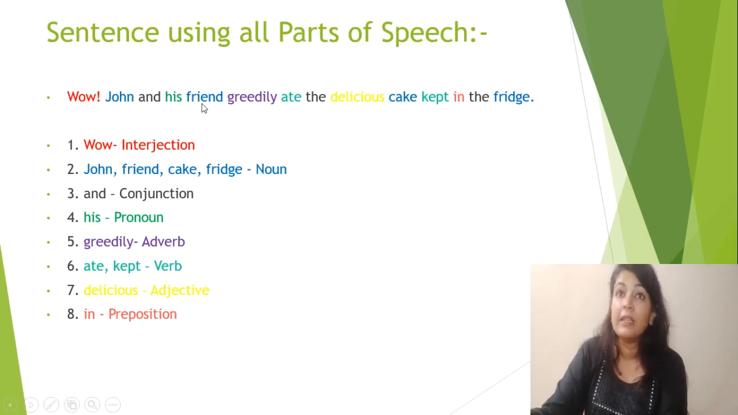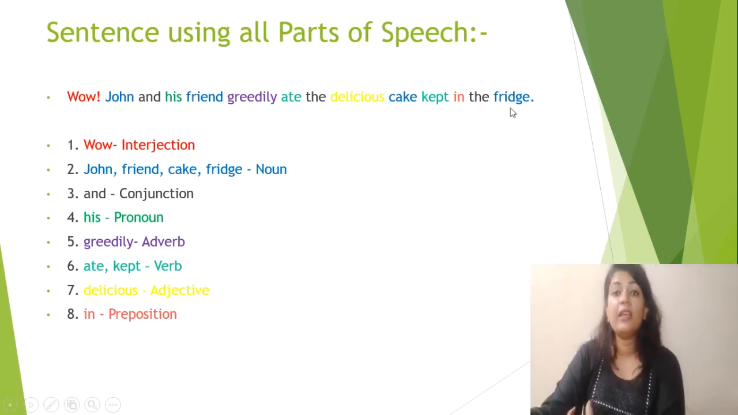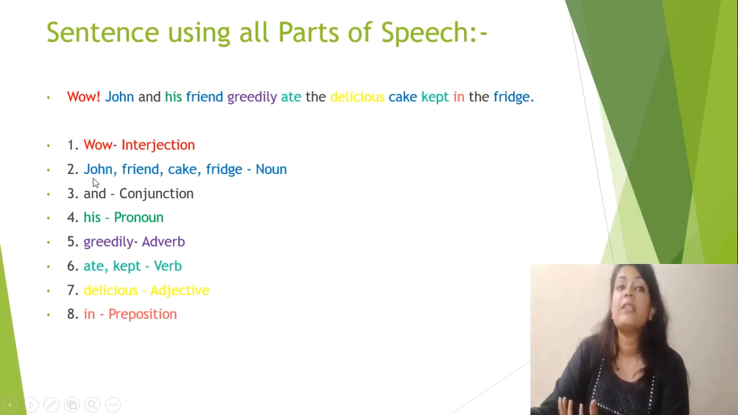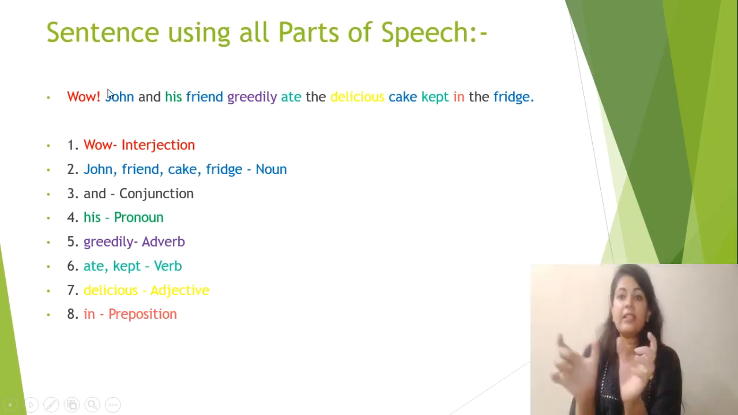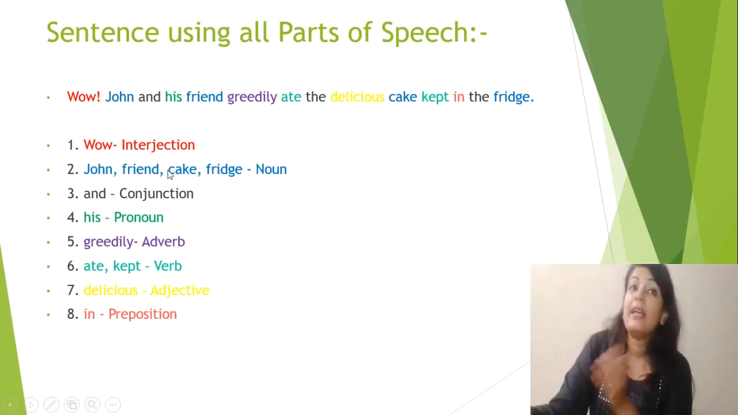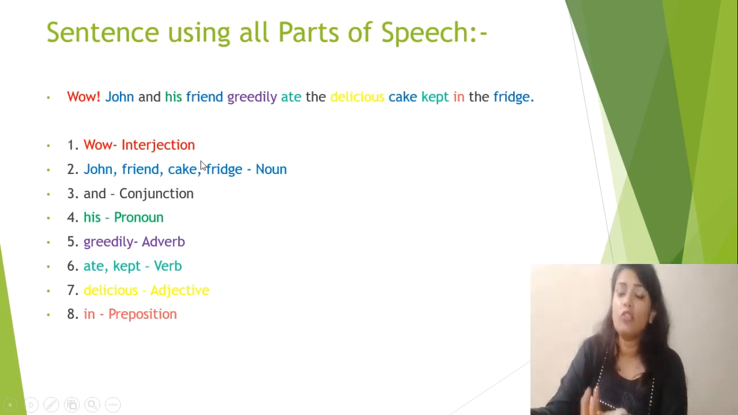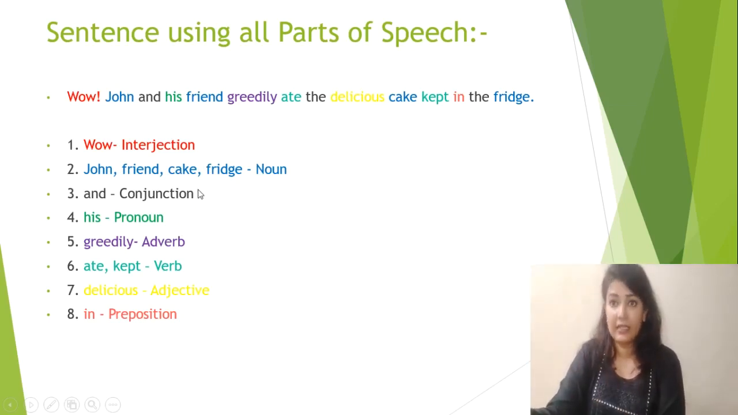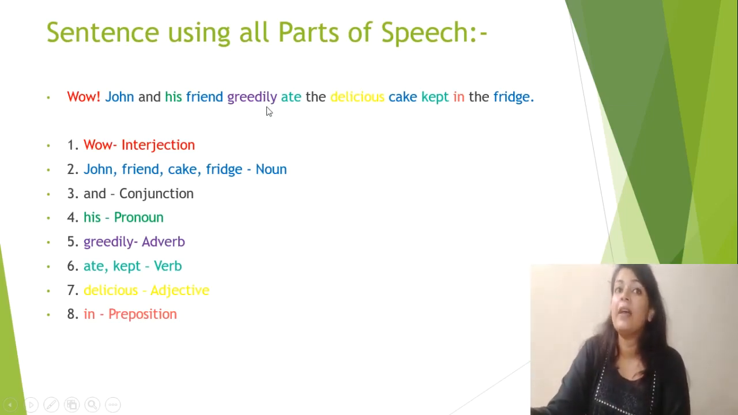John, friend, cake and fridge जो है ये nouns है. Okay, for example, if I'm saying that John जो है it is name of a person, तो John is a proper noun, whereas friend, cake and fridge is a common noun. And जो है John and his friend, so it is connecting two parts of the sentence. So and is a conjunction. His friend, whose friend? John's friend. So his is nothing but a pronoun. Greedily ate. Okay, how did they eat? Greedily. So greedily is nothing but an adverb.